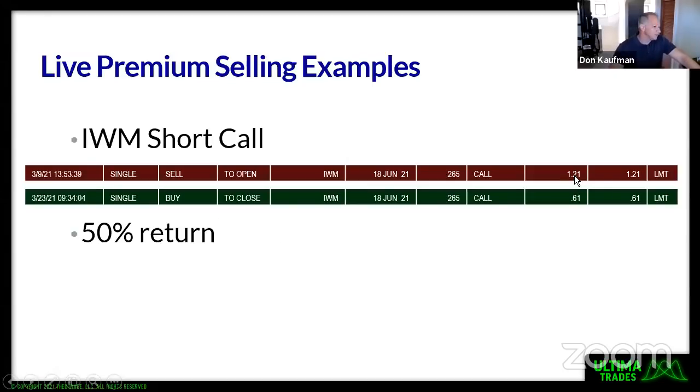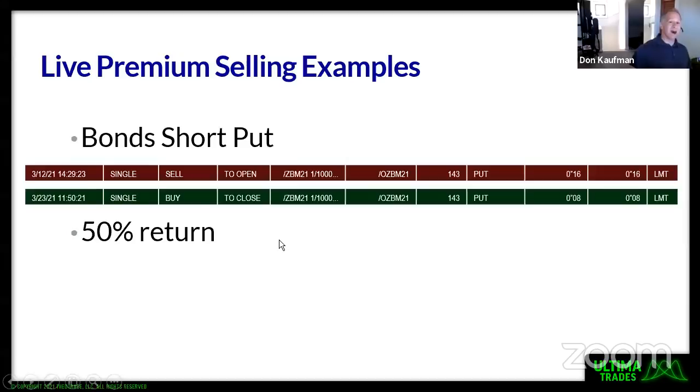But I actually opened this for $1.21, closed for 61 cents. Okay, here's another one. Closed for a 50% return inside of the spiders. Okay, IWM short call closed today, literally 53% return. Okay, bond short put. I actually sold puts inside of the bonds. Closed today for a 50% return.